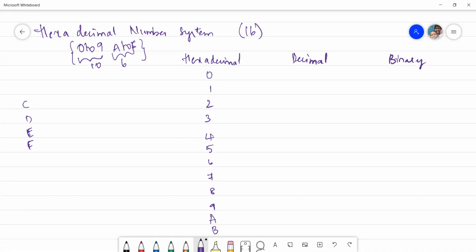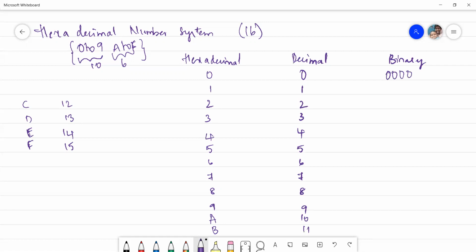These are the hexadecimal symbols. Now we will see the decimal equivalents. Hexadecimal 0 is 0, and the same for 1 through 9. For A, it is 10. B is 11, C is 12, D is 13, E is 14, and F is 15. And the binary equivalent for hexadecimal 0 is 0000.